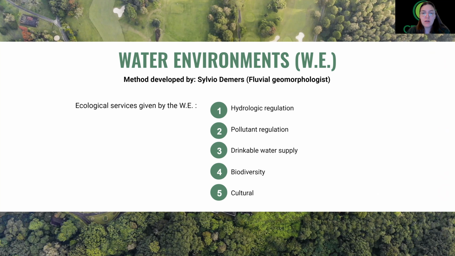And last, there's the pressure. So certain pressures can jeopardize the use of the water environments, and those pressures are the water quality, the alien invasive species, and the high water levels and the low water levels.